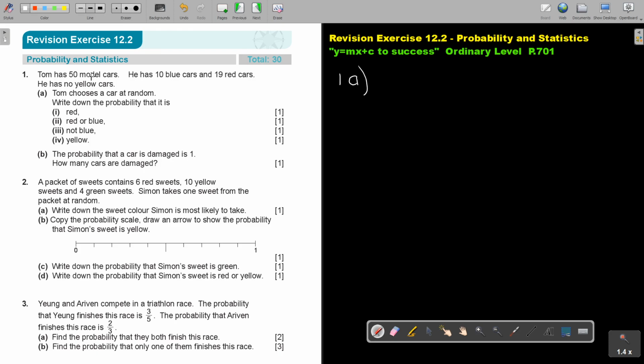Tom has 50 model cars. Do you see that? He has 10 blue cars, 19 red, underline 10 blue, 19 red. He has no yellow cars. Okay. Tom chooses a car at random. Write down the probability that it's red. Oh, and they will give you easy things also. So the probability of red. How many red cars? There's just 19. And what is the total? You always put the total at the bottom. 50. That's the answer.